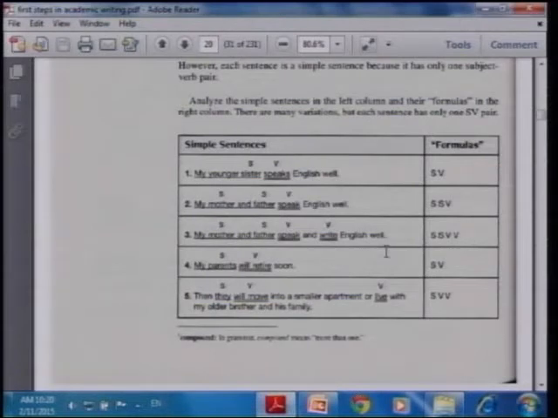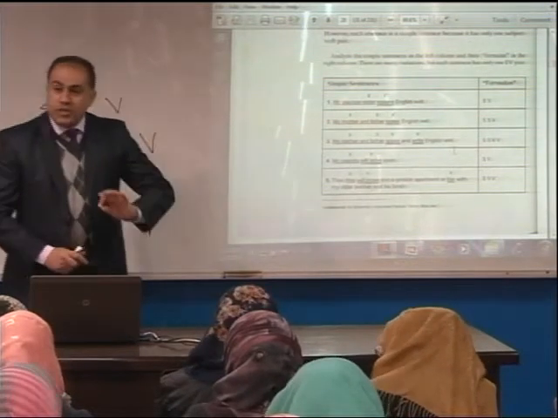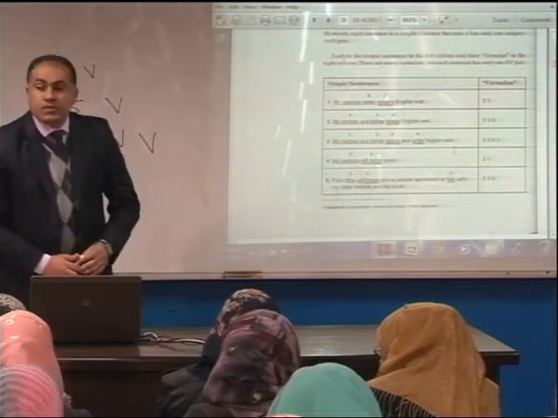For example, number 1 at the bottom of the page. Alright, "my younger sister speaks English." Well, this is an SV. "My mother and father speak English," so it's an SSV. "My mother and father speak and write English," an SVV. "My parents will retire," SV, and then "they will move into a small apartment and live with my older brother and his family." So it's an SVV sentence. Just remember, these are still simple sentences.